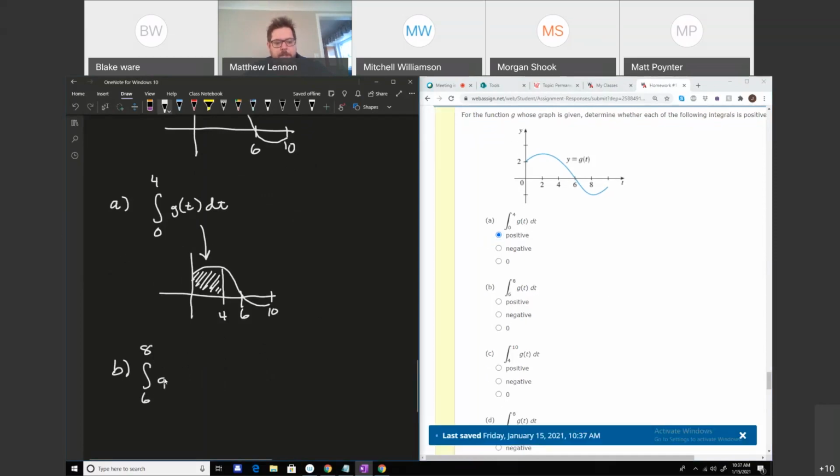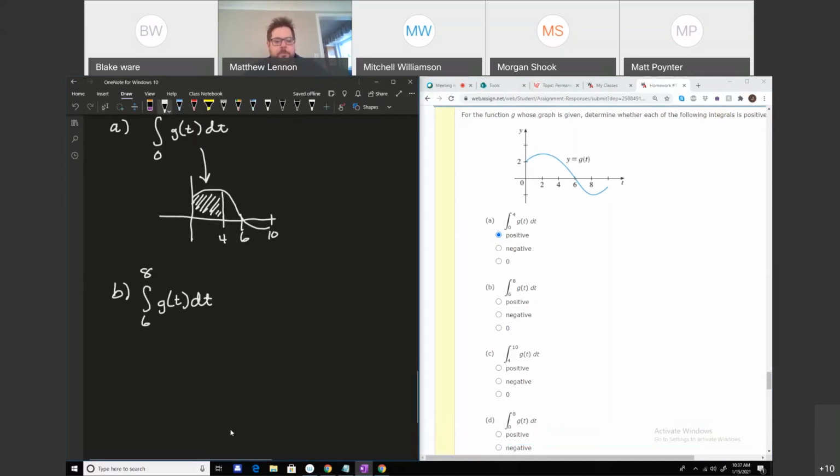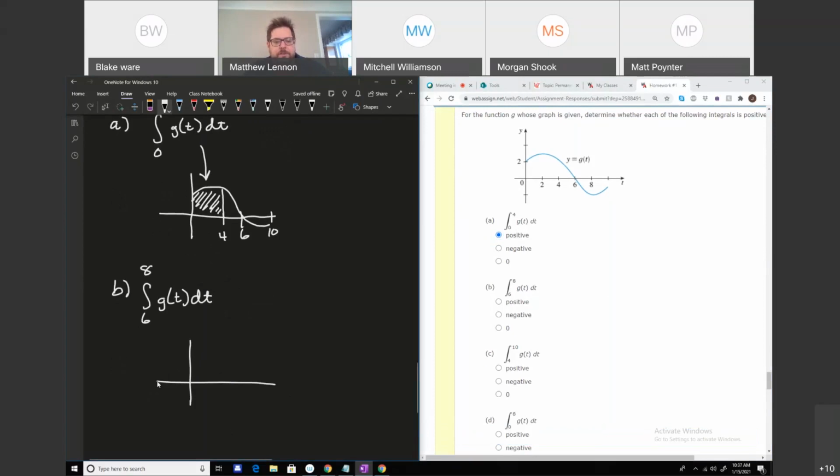Very good. 6 to 8 of g of t. We're below the x-axis, so we're negative. So let's just quickly draw the picture. You can visualize it in your head, I'm sure, but it's good to draw it as well. So we're doing something like this. We're shading from here to somewhere in here. If this is 8, we'd be shading this region. And we're going from left to right, so this is negative. So below the x-axis, we could say positive here and negative down here.